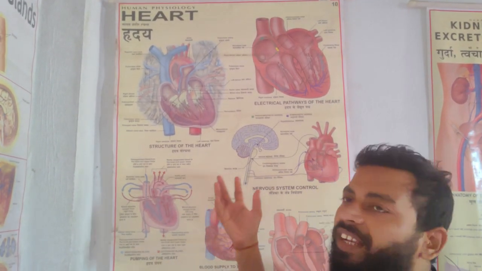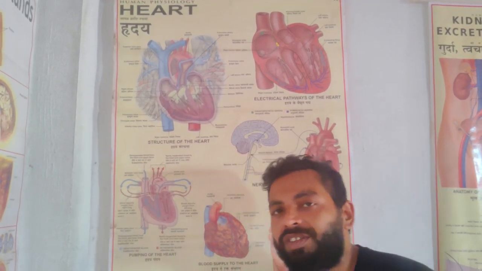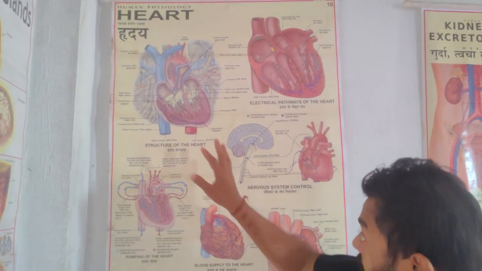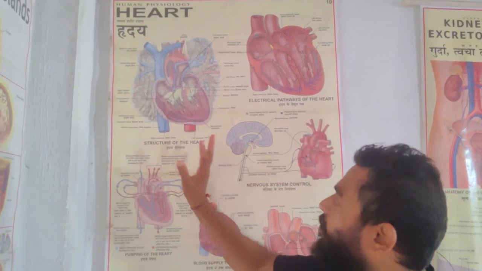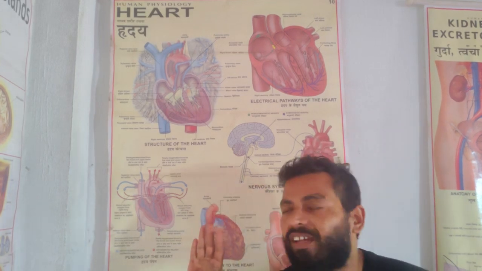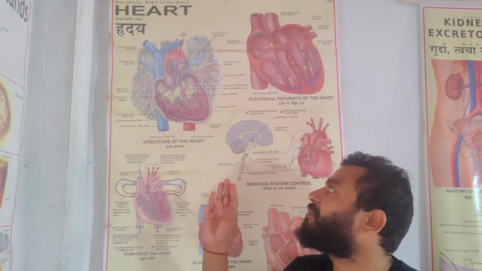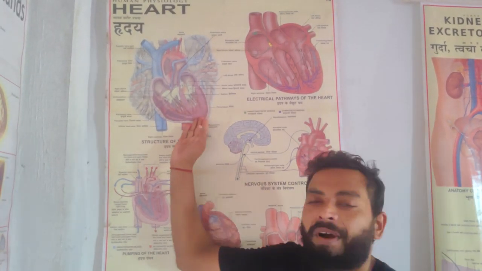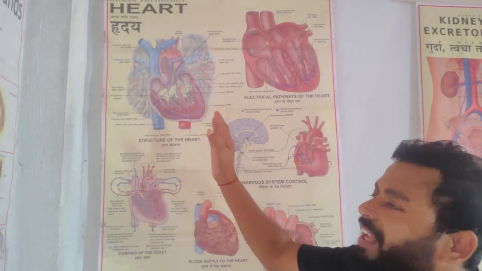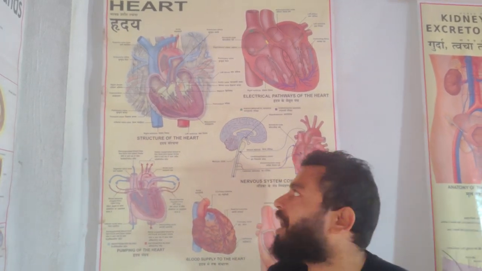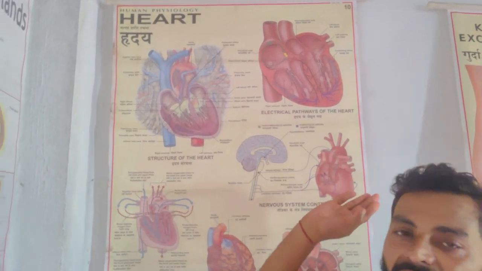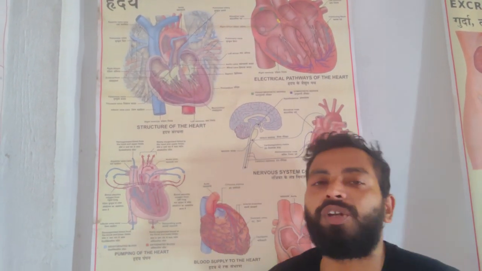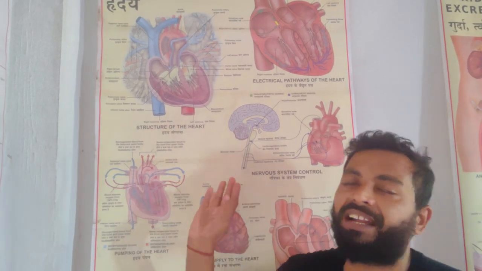What is the heart? Heart is a circulatory organ which is located inside the thoracic cavity. This is the diagram of the heart. First of all, the heart has four chambers, and these chambers are divided into two parts. The upper part is known as auricle and the lower part is known as ventricle. Auricle is divided into two separate parts, left auricle and right auricle. Ventricle is separated into two chambers, left ventricle and right ventricle.